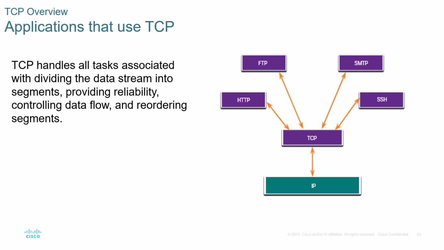So again, TCP handles tasks associated with dividing the data into streams, providing reliability, controlling the data flow, and reordering the segments. They're just giving you some examples of applications. And all of these applications, I believe, are well known. They are. So well known means that the port number is 1023 or lower. IANA, again, has all those well-known numbers. You guys can search for those port numbers and find the document that identifies all the applications and the port numbers associated at IANA.